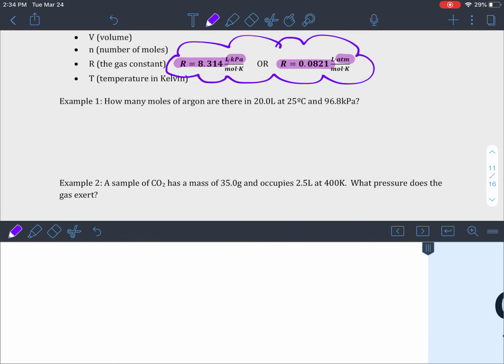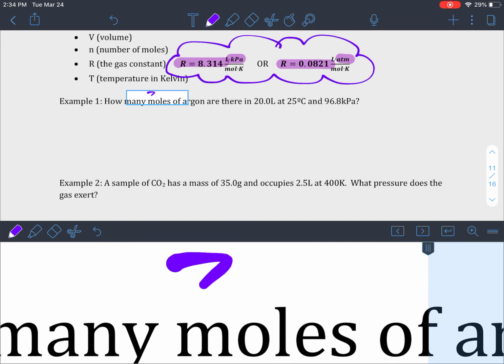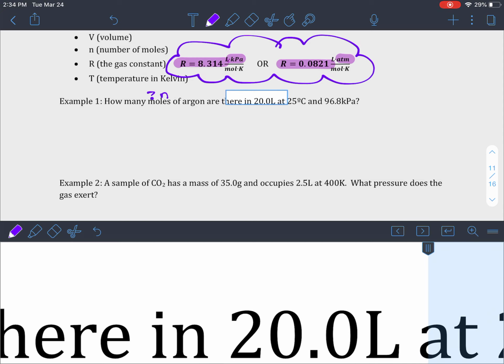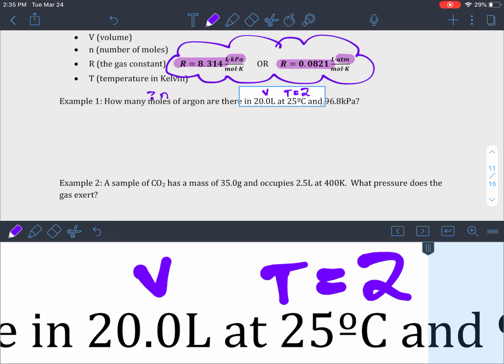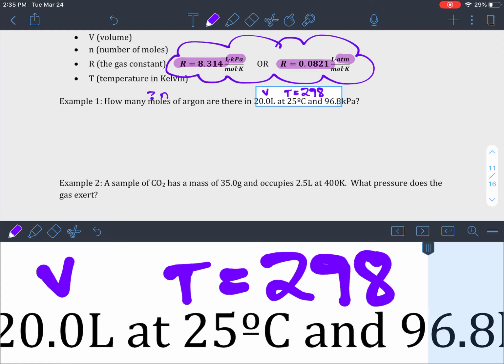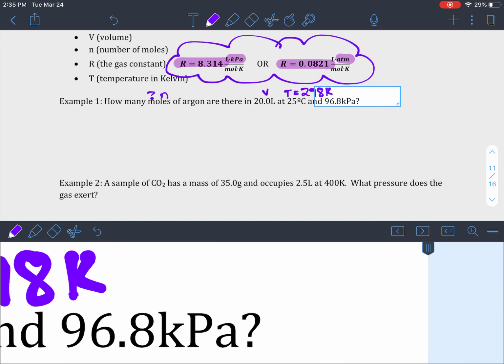In example 1, it says how many moles, so they're asking for n. How many moles of argon are there in 20 liters, that's volume because liters is a unit for volume, at 25 degrees Celsius. Celsius is temperature, but it does need to be in Kelvin, so 25 plus 273, and that is 298 in Kelvin. And then 96.8 kPa, that is going to be a pressure.